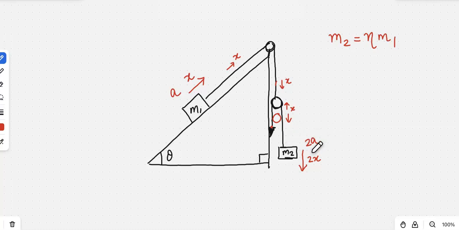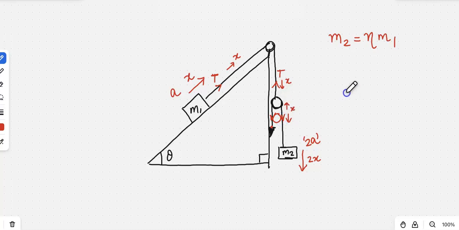I double differentiate that. Now let's assume the tension over here is T. If the tension over here is T, then the tension over here is also T. Now what about this string? There are two tensions over here: this tension and this tension.